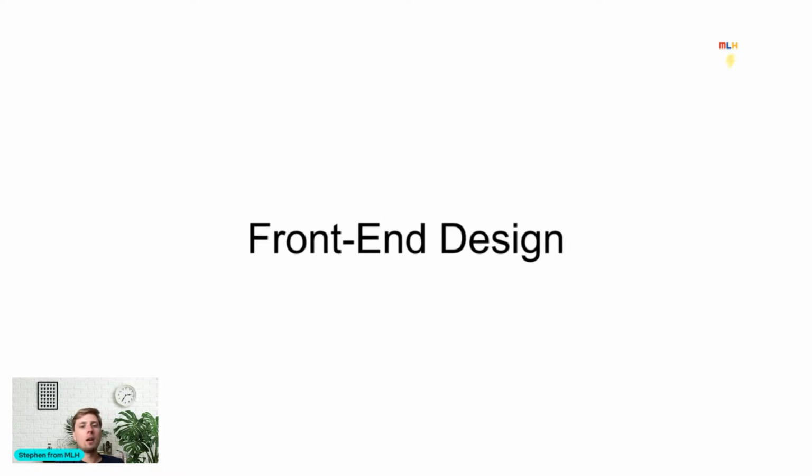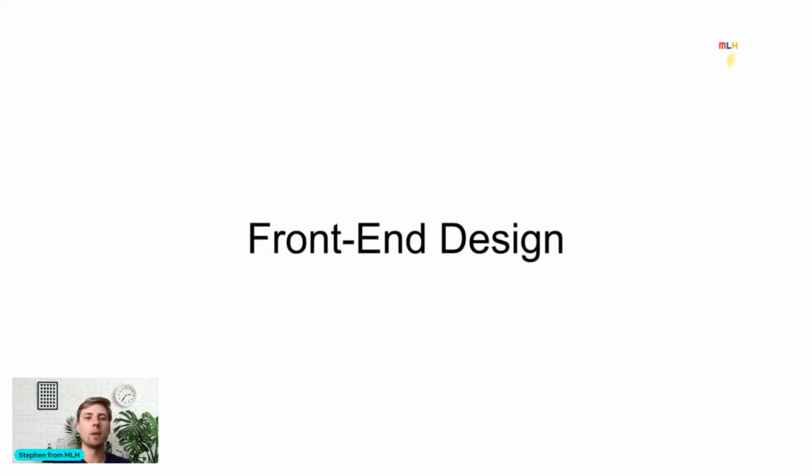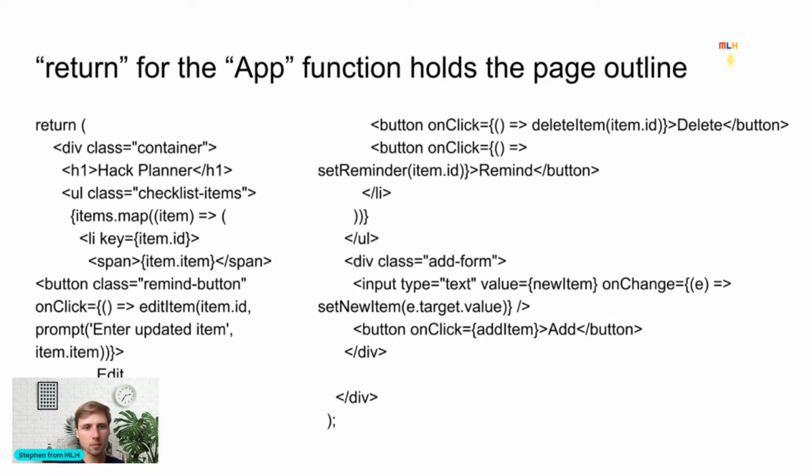All right, if there are any questions, by the way, about any of these CRUD operations, let me know. But for now, we're going to move on to the front end design, which was where we implemented our component architecture. The return for the app is a function that holds the page outline, and this is really the backbone of our front end architecture. It's showing the header, which is the H1 tag, the largest thing in the Hack Planner. It's this big title that comes up right at you.